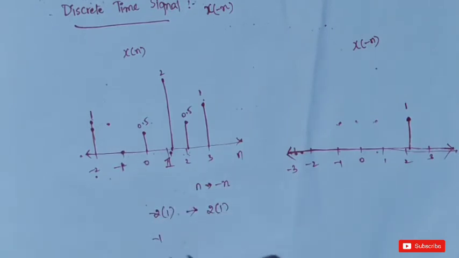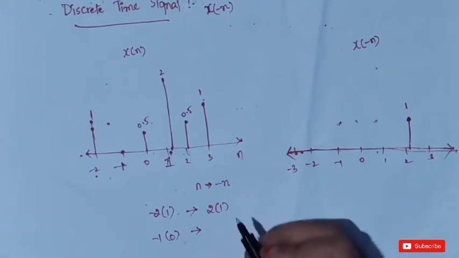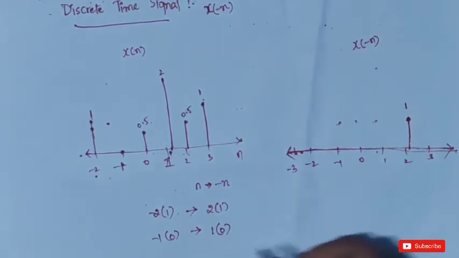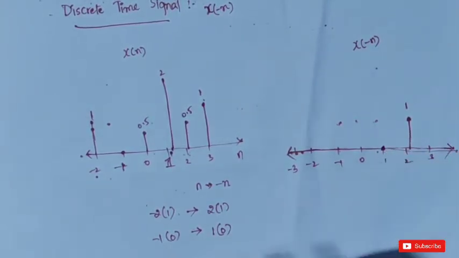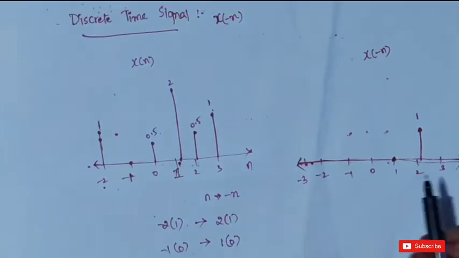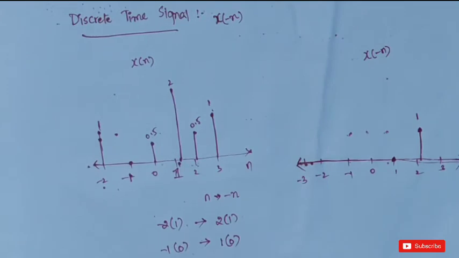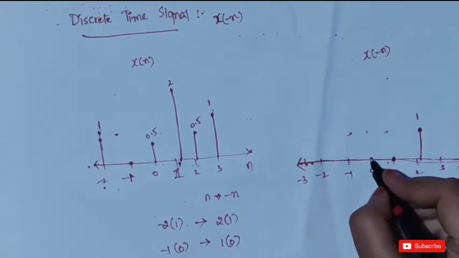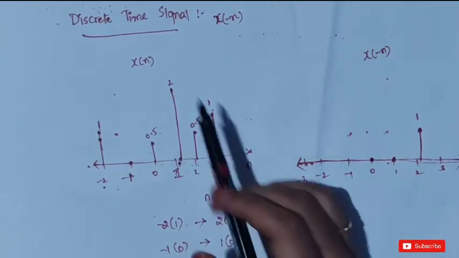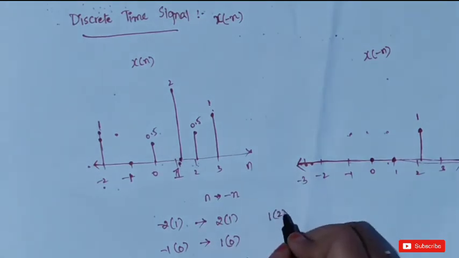Here again at minus 1 its amplitude value is 0. So how does it change in x of minus n? At 1 its amplitude value is 0. At 0 it is 0.5. Here also at 0 it is 0.5. At 1 its amplitude is 2.